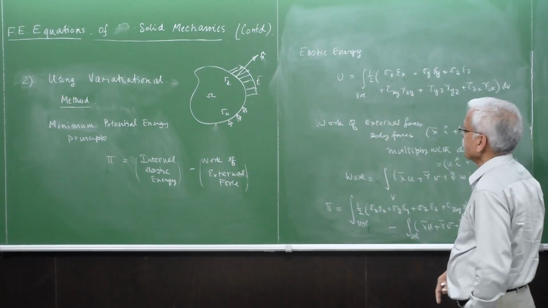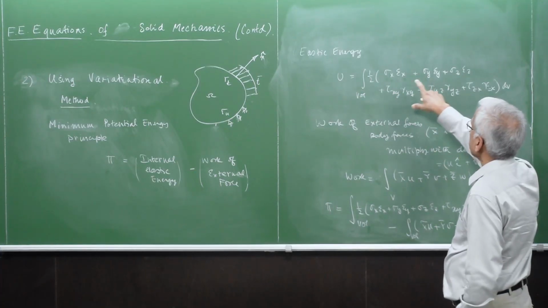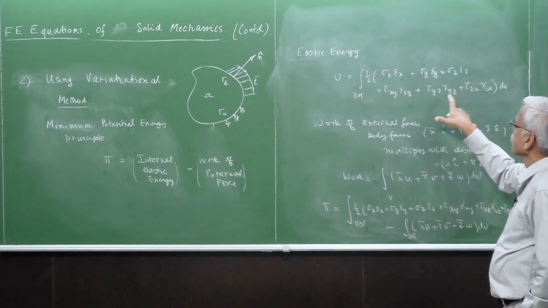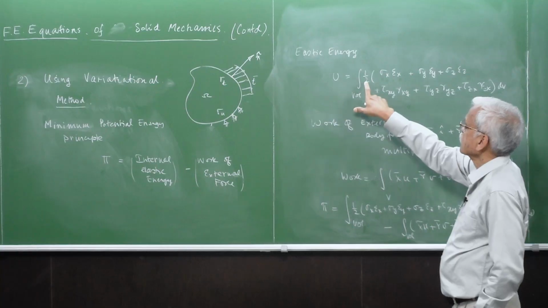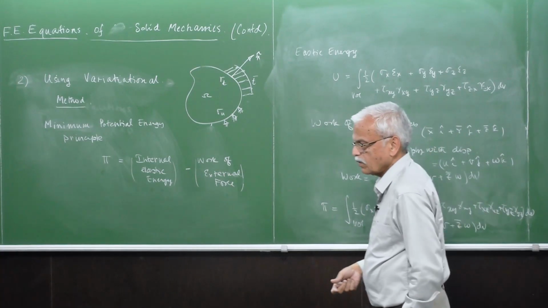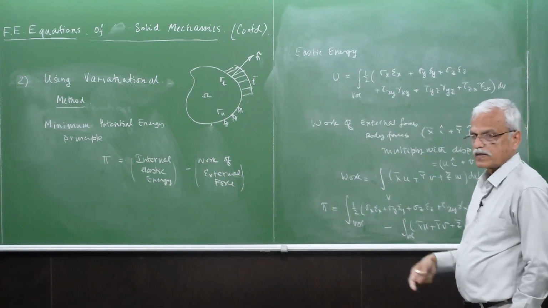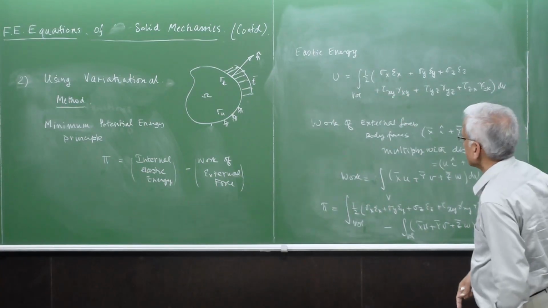This can also be derived if you want. It is half sigma x epsilon x, and so on. The 6 stress components are there and the 6 strain components are there, and it has to be integrated over the volume. Of course, there's a half here, so that when the body is loaded from the zeroth state, the potential is half of the final load multiplied by the displacement.